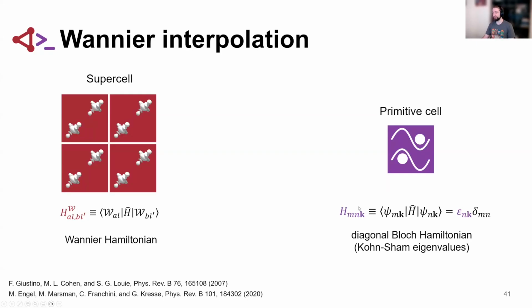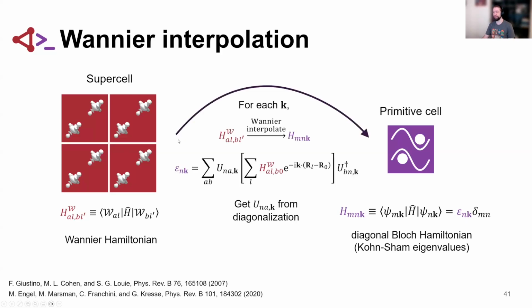And of course, the Hamiltonian in the Bloch representation is really just the electron eigenvalues. So it's diagonal with the Bloch-Kohn-Sham eigenvalues here. And to go from one to the other, we can perform a Wannier interpolation. So we use the formulas from the previous slide to transform our Hamiltonian from Wannier back to Bloch. And so we first do a Fourier interpolation going from our supercell picture to the unit cell at a particular K point. So this is something you can arbitrarily choose then. And then we rotate with these U matrices.